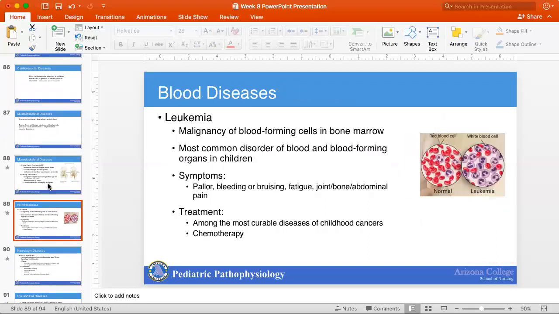Blood diseases. Leukemia is a malignancy of the blood-forming cells in bone marrow. It is the most common disorder of blood and blood-forming organs in children. Symptoms would be pallor, bleeding or bruising, fatigue, abnormal joint and bone pain, and abdominal pain. It is among the most curable of the childhood cancers, and treatment is chemotherapy.